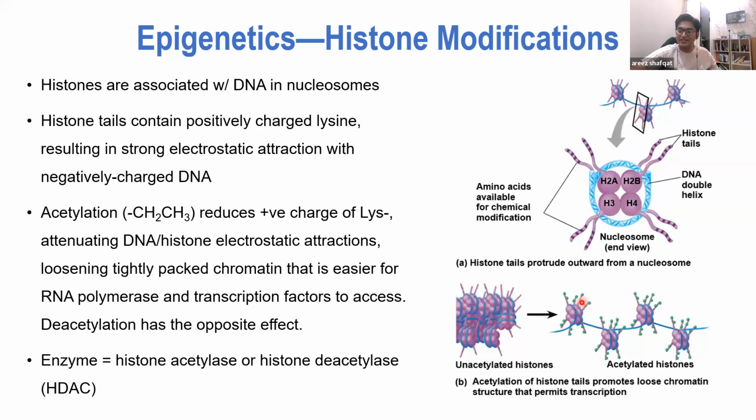Now you add lysine to this. This green thing that you see is acetyl added to the lysine tails. And you can see how the DNA kind of loosens up. And these are acetylated histones. Acetylation of histone tails promotes loose chromatin structure, which allows transcription. And that's what I've said here. Histone tails contain positively charged lysine, resulting in strong electrostatic attractions with negatively charged DNA.